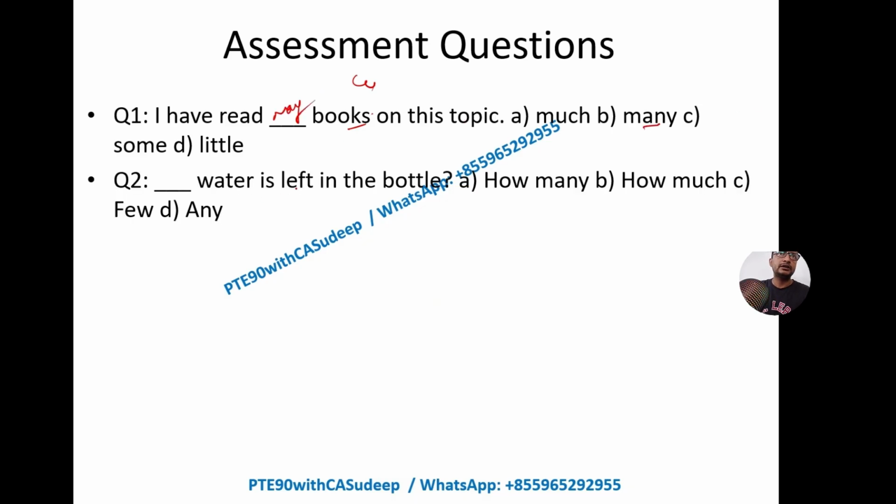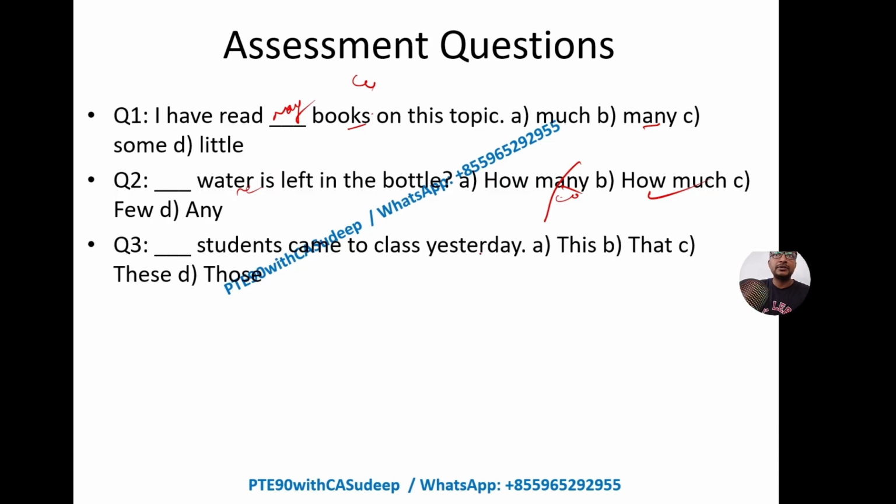Okay. Similarly, "dash water is left in the bottle." Water is an uncountable noun. So then how much or how many? "Many" is for countable nouns, so it cannot come. Now, how much is left? "Few" and "any" cannot come because we are asking a question. So now, how much.